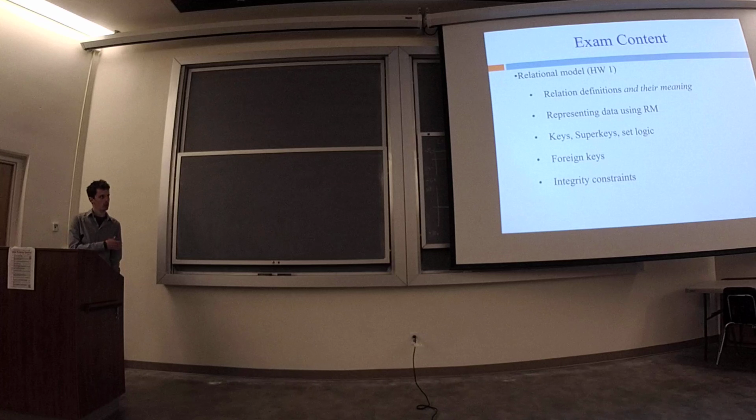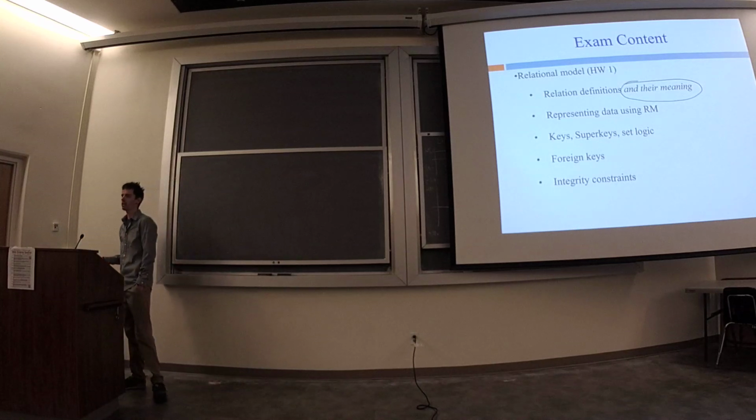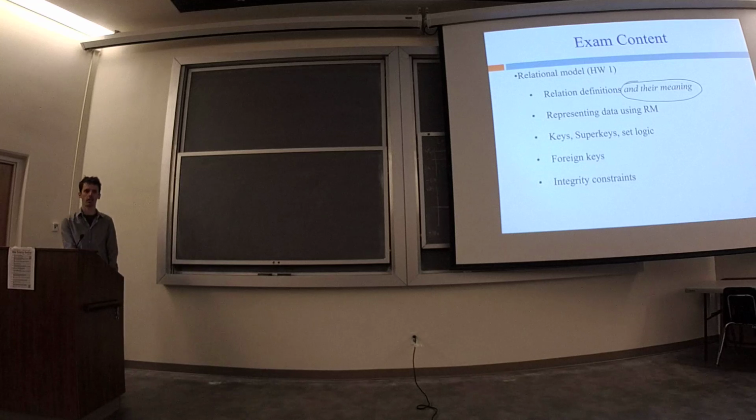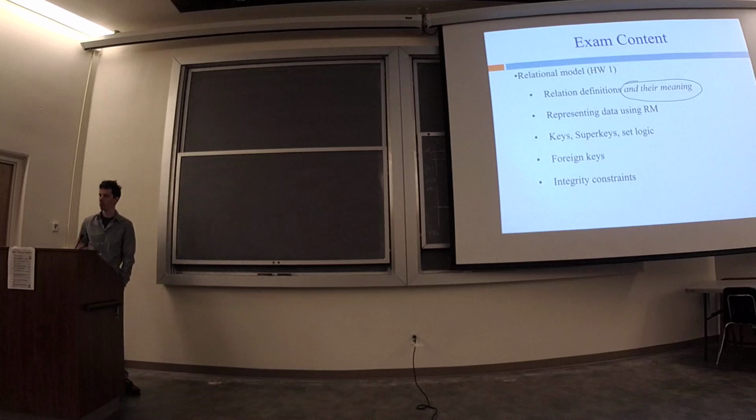So I won't go through every bullet point here in detail. Read this later on your own time. But I want to emphasize relational definitions. I don't care if you memorize some definition and then regurgitate it on an exam. I want to know if you understand the definition, why they are defined that way, and what implications they have on designing another database.